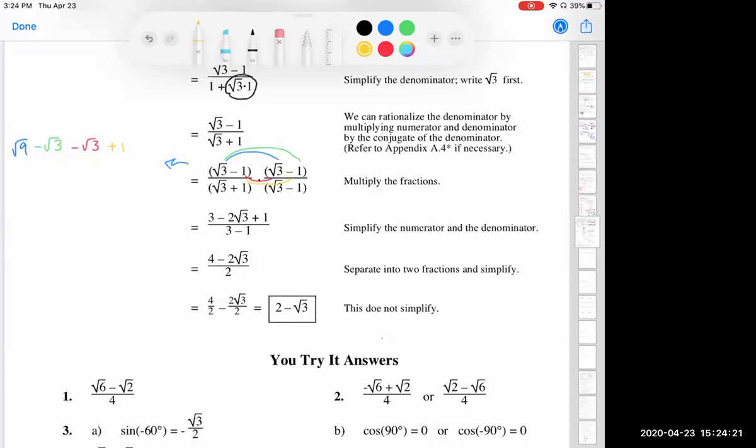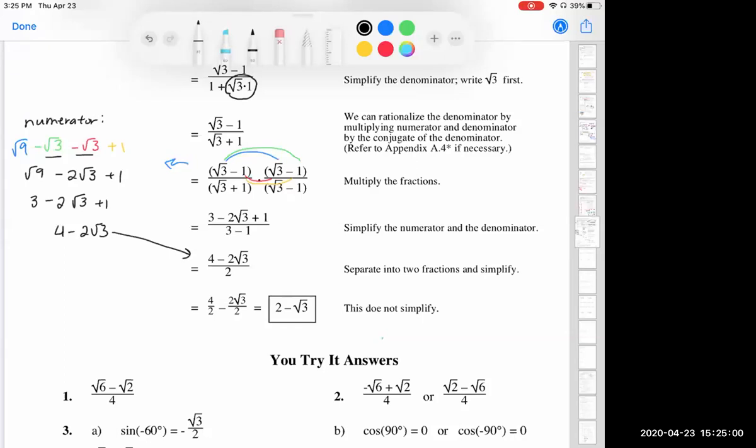All right, so what does my numerator simplify to? We have square root of 9. I have 2 of these, so minus 2 square root of 3 plus 1. Square root of 9 is 3, so 3 minus square root of 3 minus 2 square root of 3 plus 1, and 3 plus 1 is 4. So I have 4 minus 2 square root of 3, which is what we have right here.